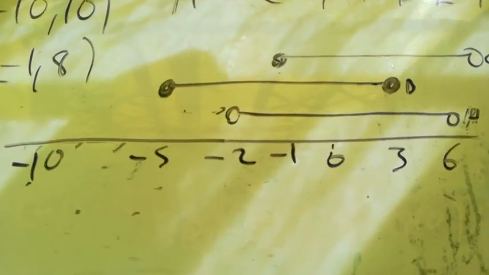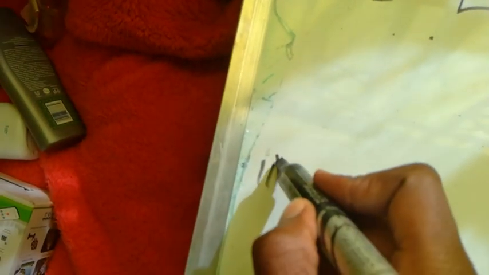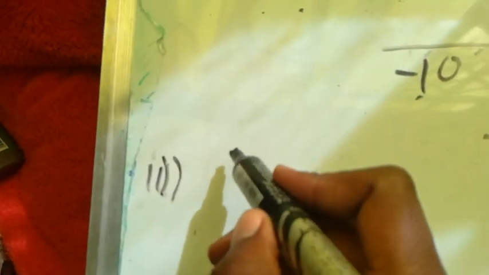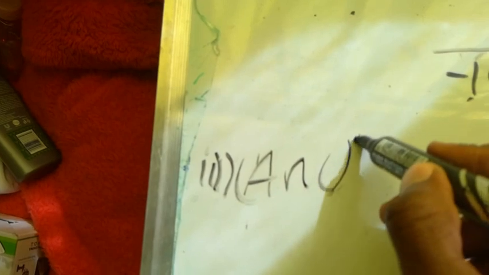So we have a question, we might have a question which, so we'll say question 3, we find A intersection C complement.